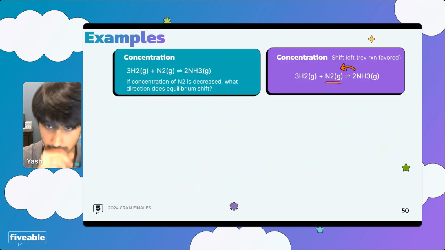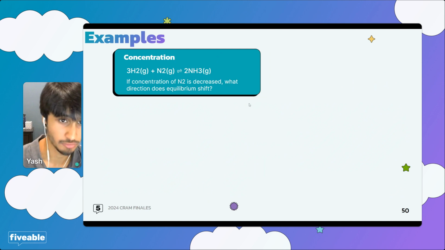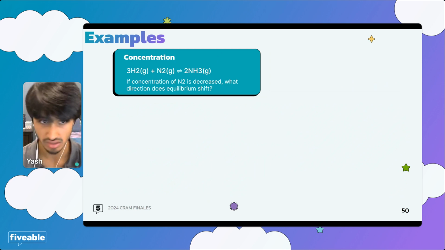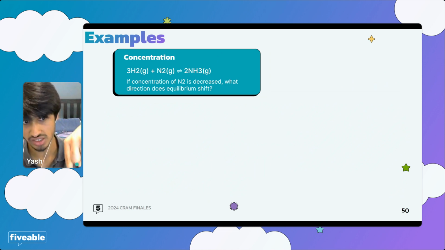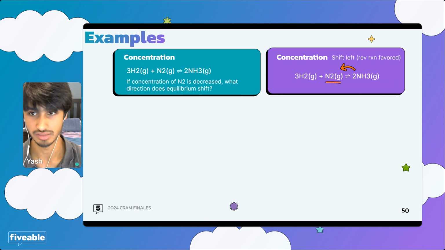So let's do some examples. If you have this reaction, 3H2 plus N2 is in equilibrium with 2NH3, and we decrease the concentration of N2, that is, we decrease the concentration of a reactant, our reaction will shift back towards reactants to make up for that.